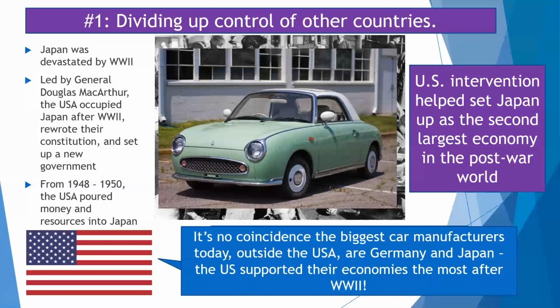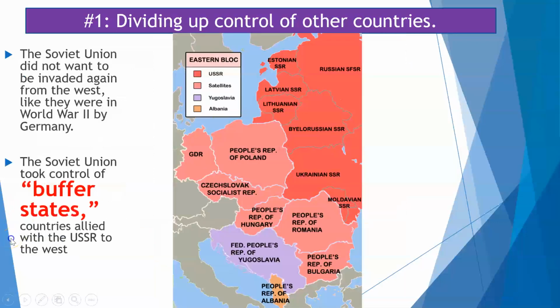And it's no coincidence that the biggest car manufacturers today outside the United States are Germany and Japan. The U.S. supported their economies the most after World War II. You can look at this cute little 1950s Nissan.